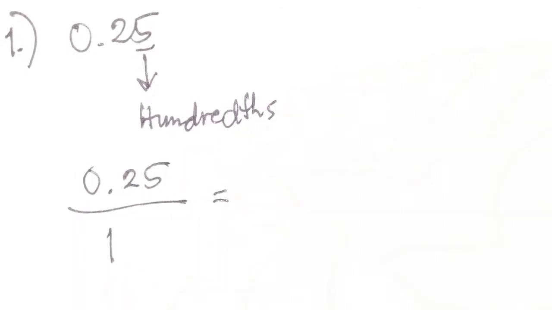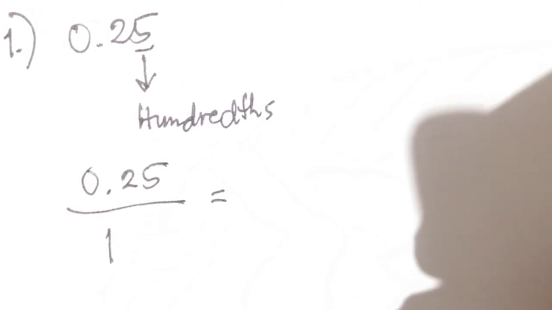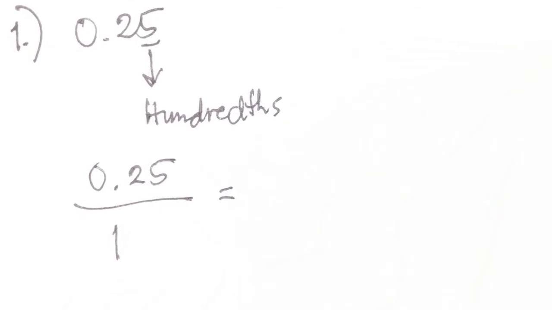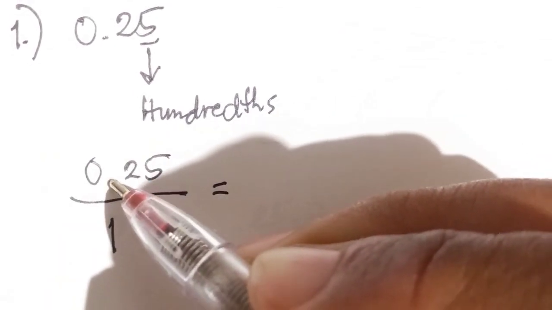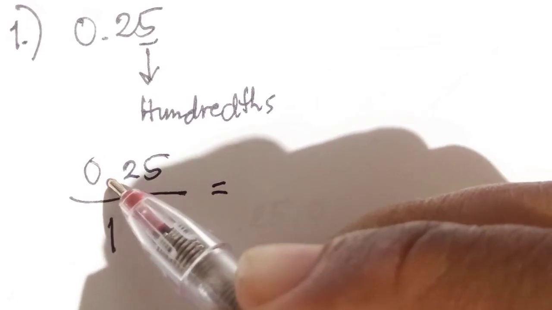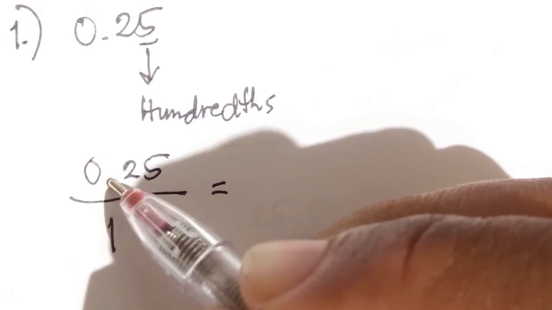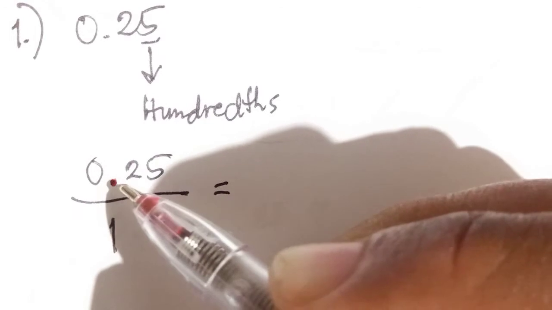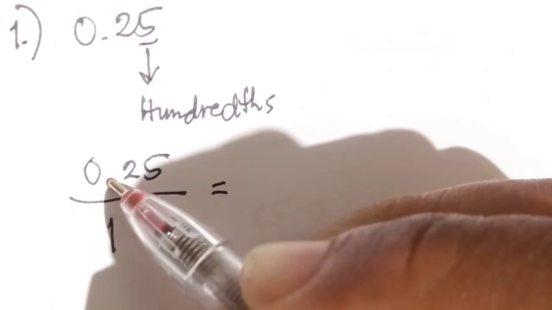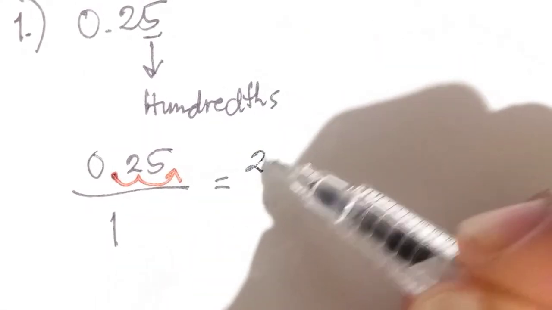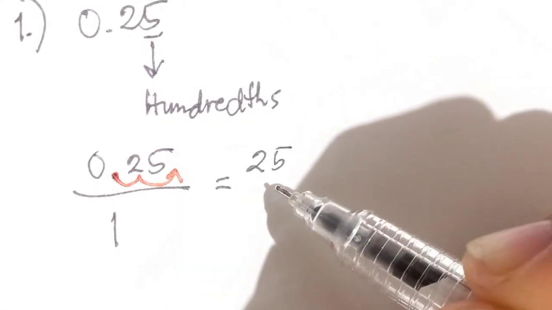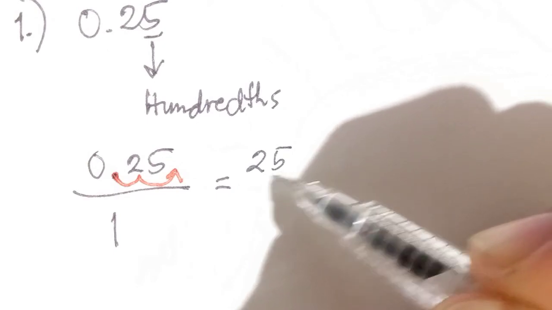Next, move the decimal point of the numerator to the right until it becomes a whole number. Let us move it to become a whole number: 1, 2. So therefore, your 0.25 is already a whole number, 25, over.